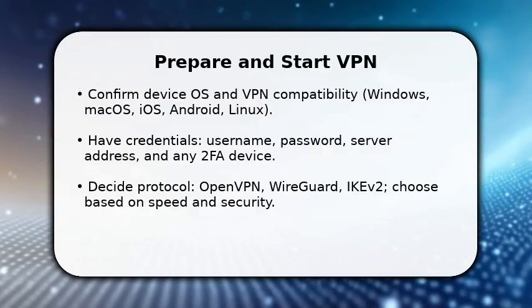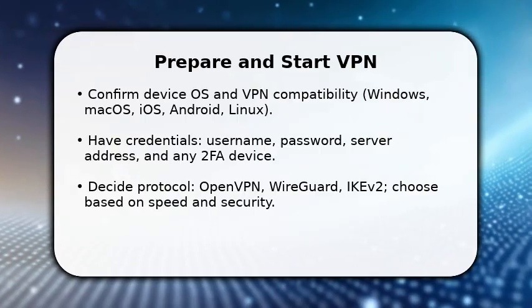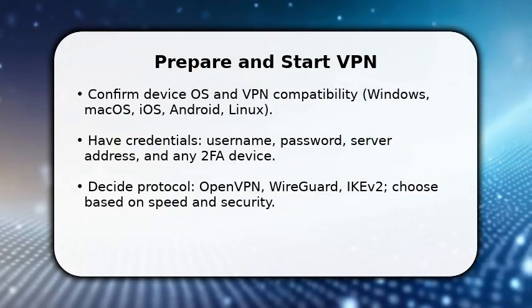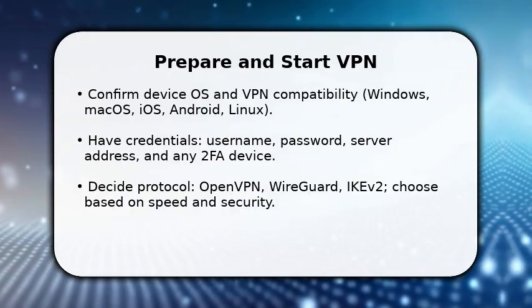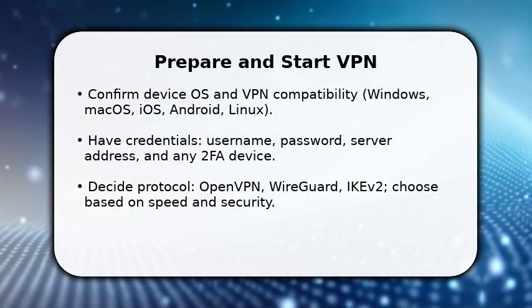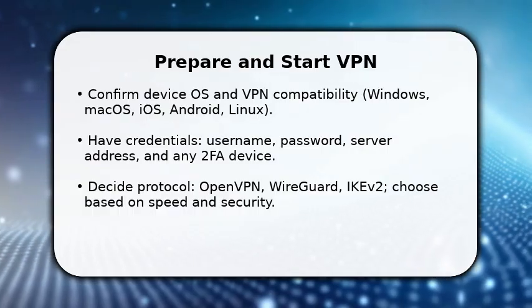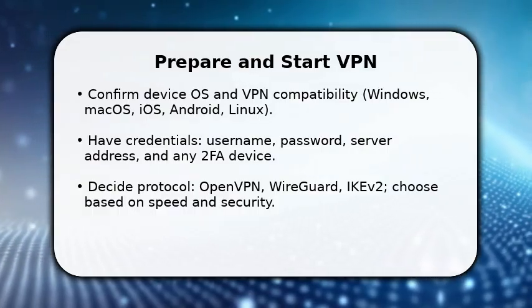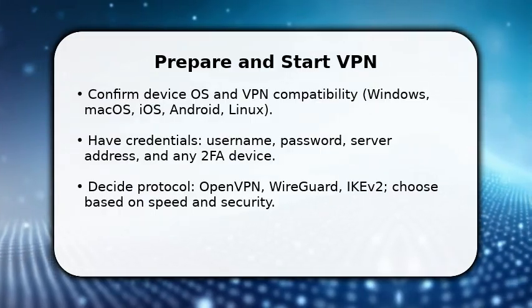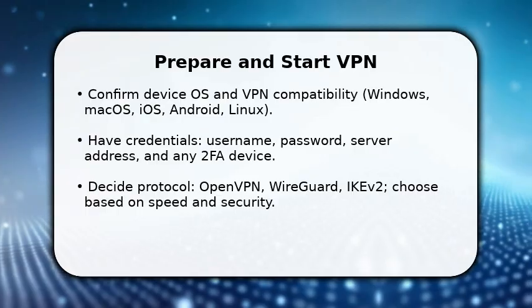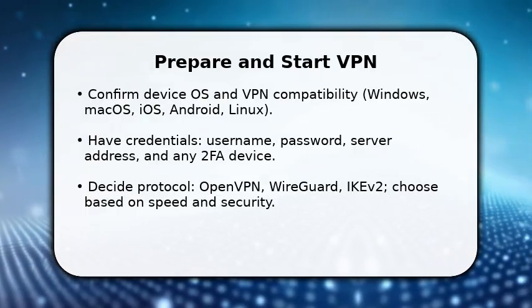You begin by checking prerequisites and opening the VPN client app or installer. Enter the server address, your username and password, and enable two-factor if required. Choose the protocol, WireGuard for speed or OpenVPN for compatibility, and import any provided config files. Once done, allow the client to install network drivers or TUN/TAP adapters if prompted.